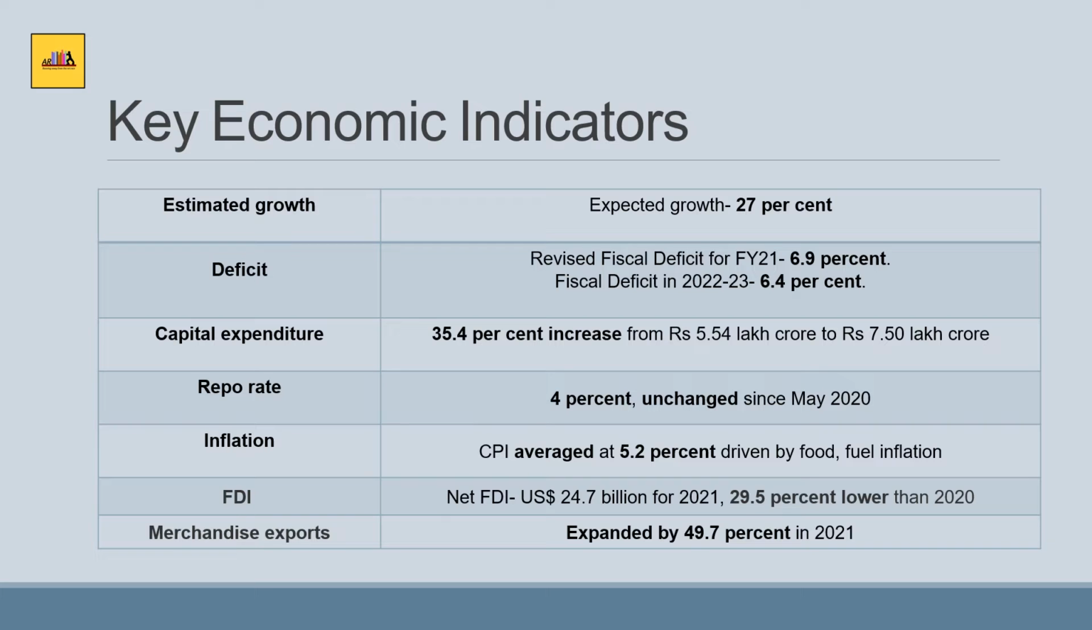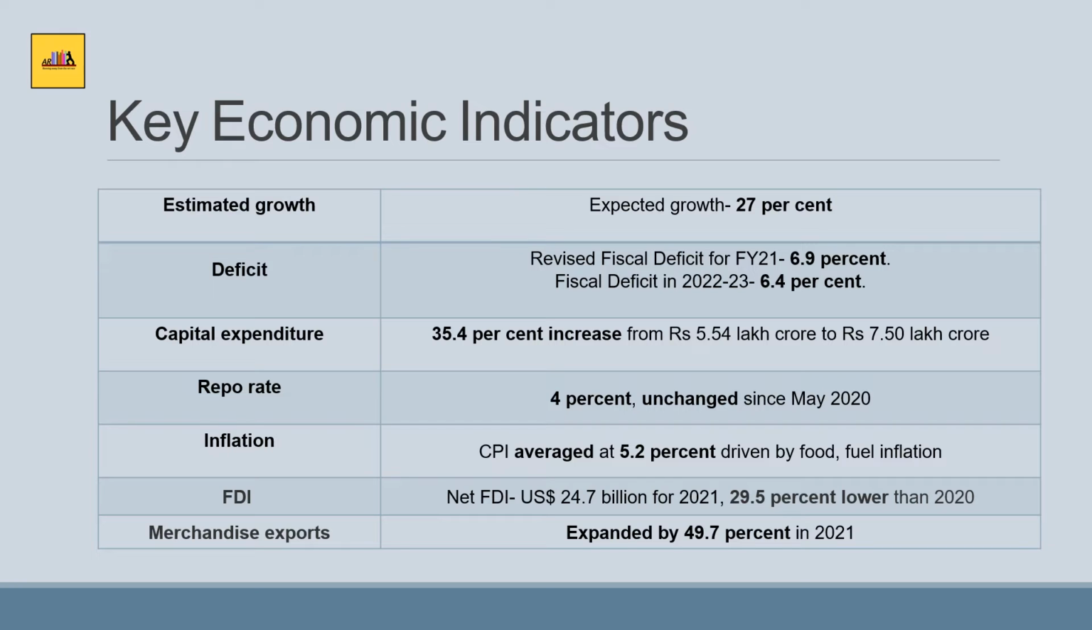But before that, let us have a brief look at the major economic indicators that present the health of an economy. Despite the recent waves of COVID-19, our economy is expected to grow by 27%. The revised fiscal deficit for 2021-22 was 6.9%, whereas the fiscal deficit in 2022-23 will be 6.4%. The capital expenditure has seen a steep rise of 35.4%, taking it from 5.54 lakh crore in the current financial year to 7.50 lakh crore in the year to come.